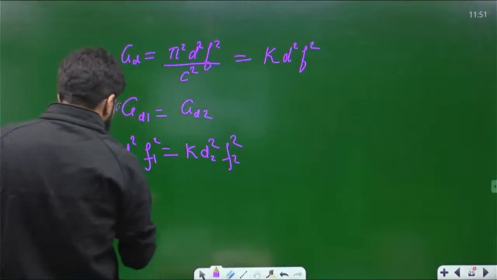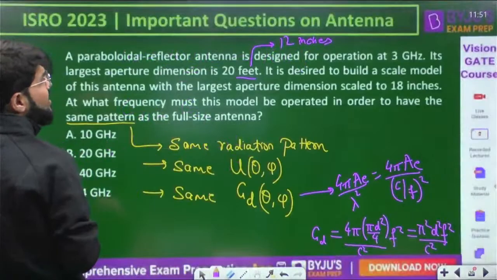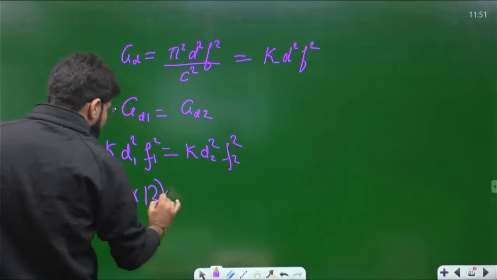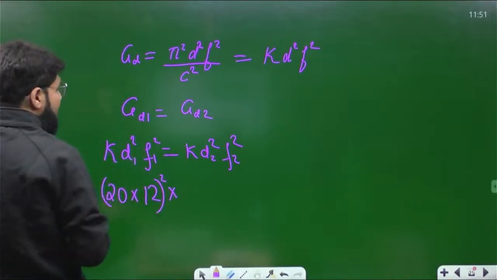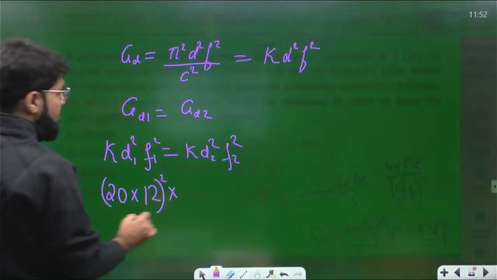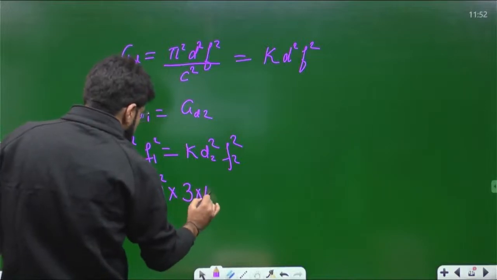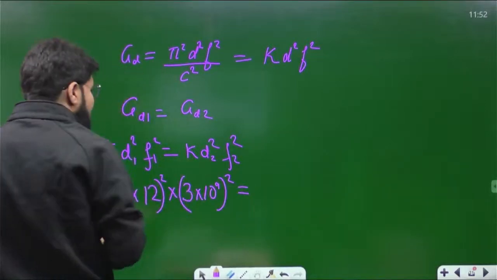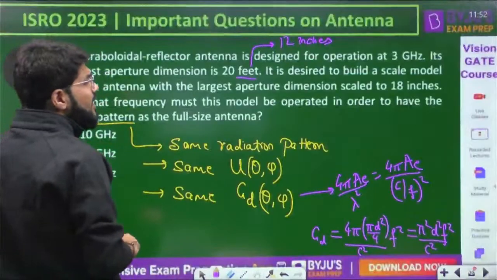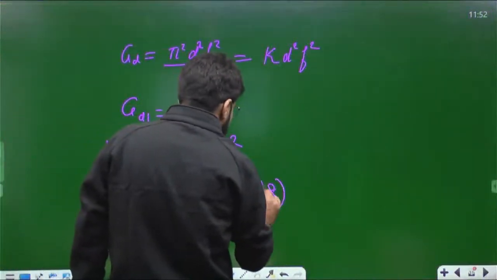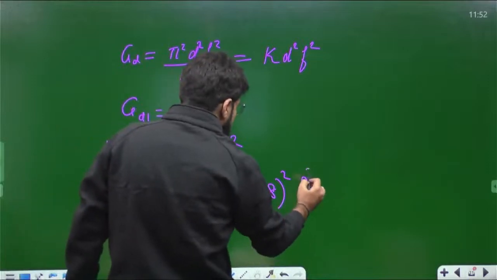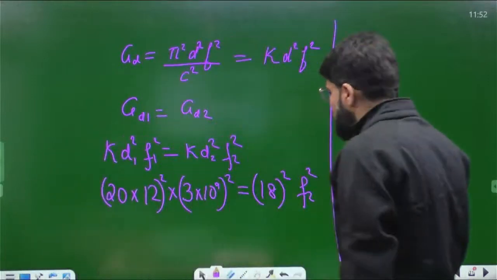So here it is not 20, it is 20 into 12 inches, further multiplied by F1 square. What is the first frequency? 3 gigahertz, so 3 into 10 power 9 whole square. That is equal to, K will cancel. What is the second diameter? It has been scaled to 18 inches. Writing in inches only, 18 inches into F2 square. All the squares will cancel.